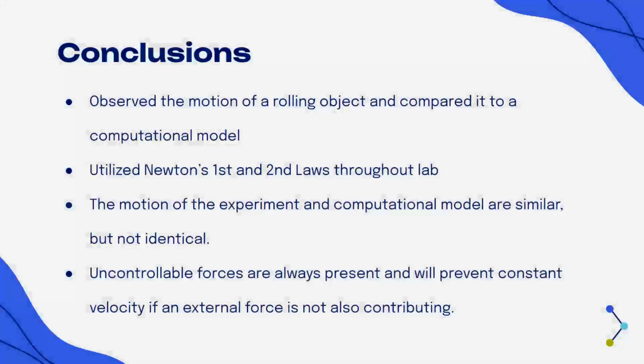So, in this lab, I observed the motion of a rolling object and compared it to a computational model, and also utilized Newton's first and second laws for calculations. Overall, the motion of the experiment and computational model are similar but not identical. Uncontrollable forces like friction and drag are always present and prevent constant velocity from occurring if an external force is also not contributing.